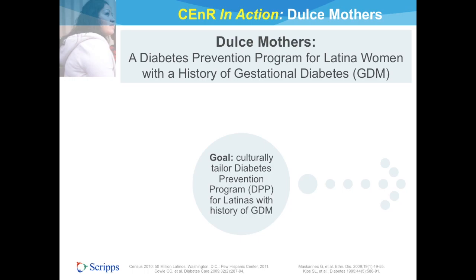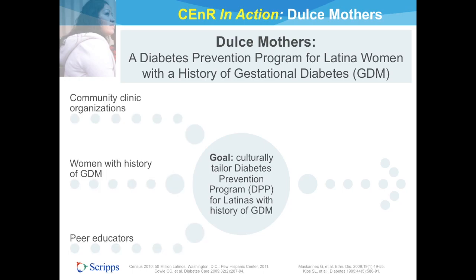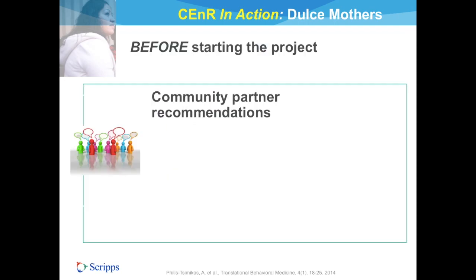The Scripps Whittier Diabetes Institute modified the DPP for Dulce Mothers to make it more culturally relevant to this community. They worked with community clinic organizations, women with a history of gestational diabetes, and peer educators to make the program culturally specific. The input provided by the community was vital in ensuring this large, well-known study could be adapted to a specific community of interest. Here's what was learned from the community feedback before beginning the study.